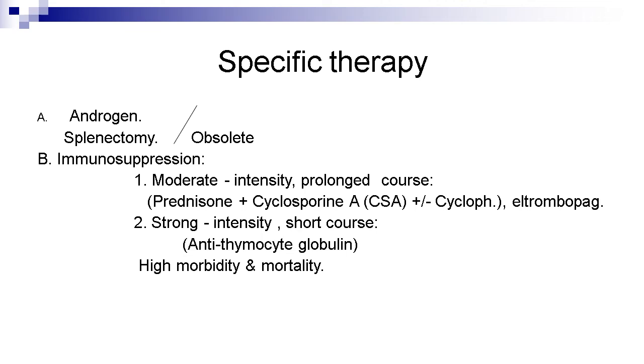Worldwide in the developed world, there is a combined new therapy. Eltrombopag is used currently for aplastic anemia. The other course is a strong intensity short course in which anti-thymocyte globulin is given. This immunosuppressive drug or therapy for aplastic anemia is associated with high morbidity and mortality.